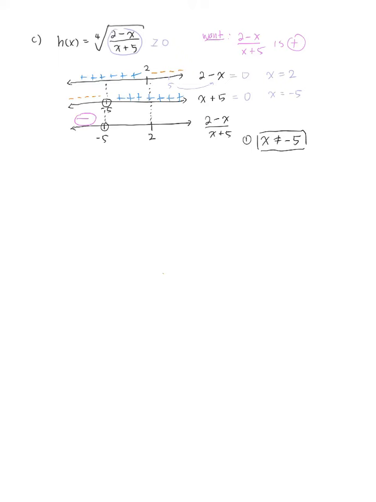Now, between negative 5 and 2, we have a positive over a positive, so this region is positive. And then the last one, what do you think? We have a negative over a positive, so this is going to be negative. Now, what are we looking for? We're looking for where the 2 minus x over x plus 5 is going to be positive. So translate that directly below and write your interval notation. Well, where is it positive? In this case, the only positive region is open negative 5 to 2 closed. So that's our final answer.